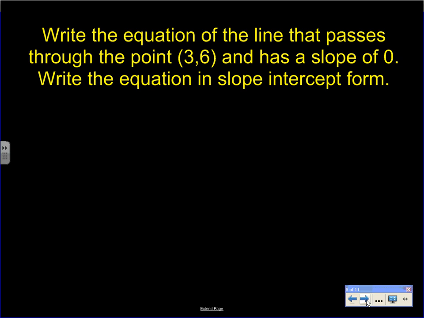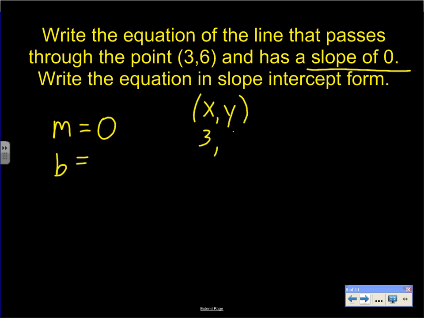This equation here is, you're supposed to write the equation of the line that passes through the point 3, 6 and has a slope of 0, and we're supposed to put that in slope-intercept form. So we know m is equal to 0. We have to find b, and we know x and y come from the ordered pair, 3, 6.